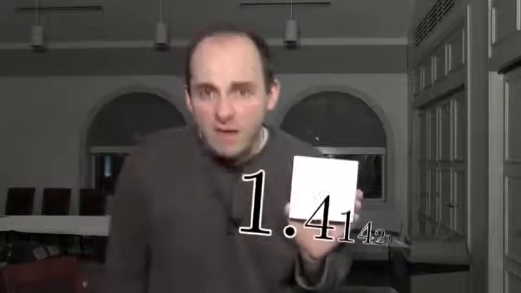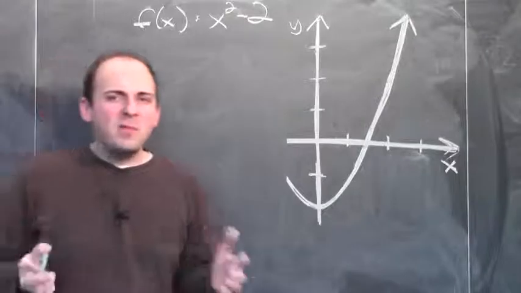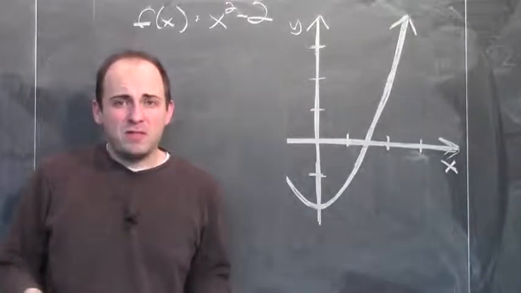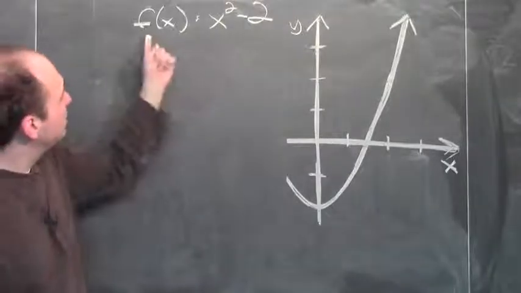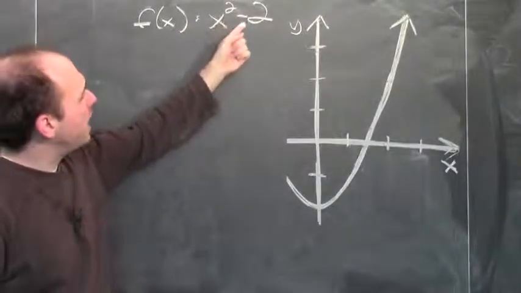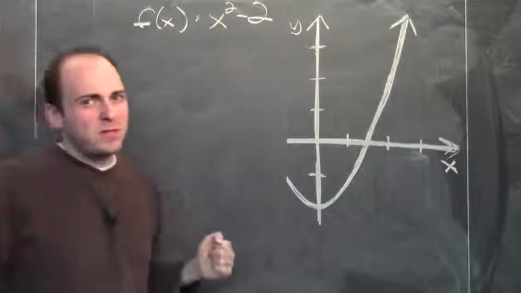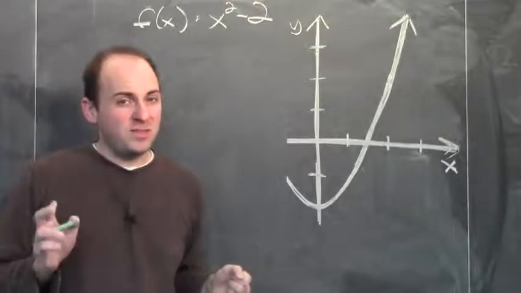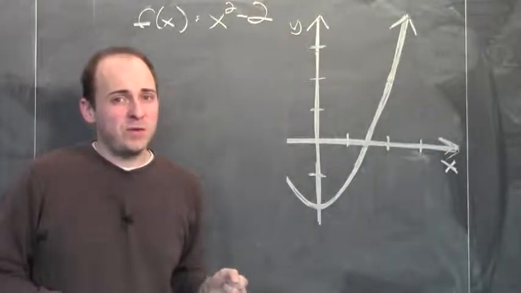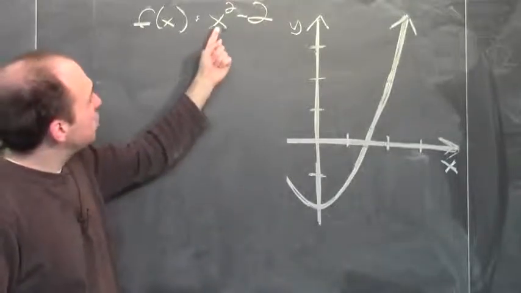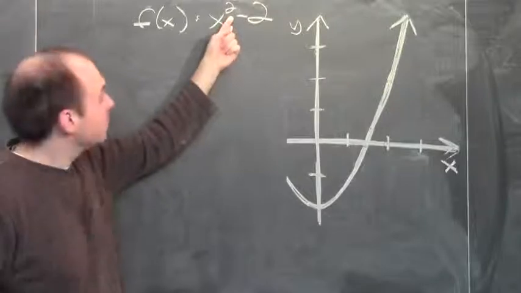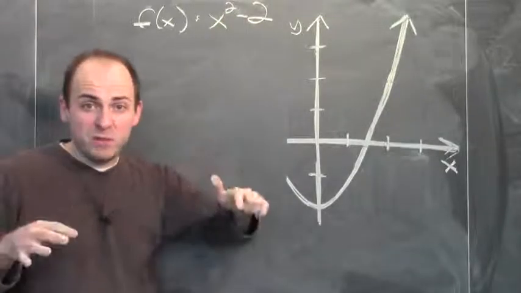Let's use the intermediate value theorem to try to pull this. I want to use the intermediate value theorem to approximate the square root of 2. To do that, I'm going to use this function, f of x equals x squared minus 2. Notice something about this function. This function is equal to 0 when x is the square root of 2. Why is that? F of the square root of 2 is the square root of 2 squared, which is 2, minus 2, which is 0.